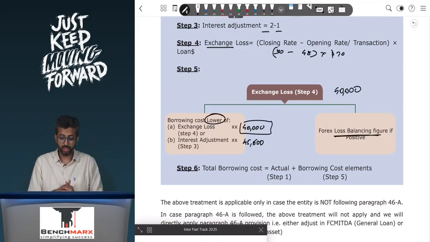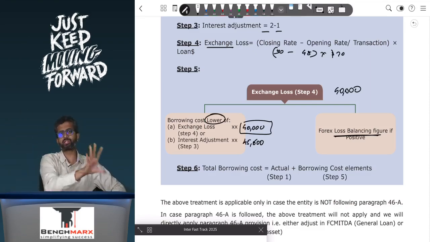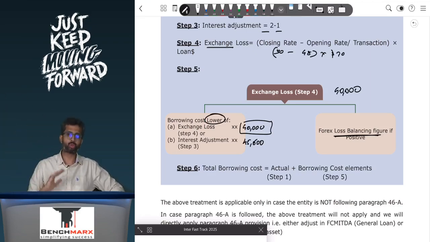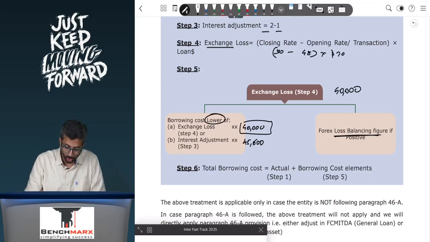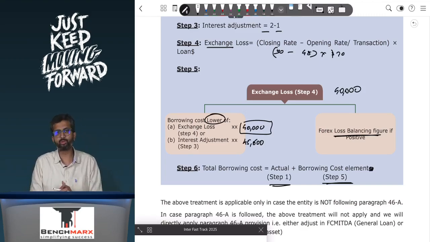It might have happened that your forex loss was, let's say if the rates were around 52 or 53, let's say the forex loss would have been 60,000 or 70,000, in which case we will say that out of your total forex loss of 70,000, 45,600 is attributed to interest savings. The remaining, if any, is actual genuine foreign exchange loss, which will go to the P&L account. So your total borrowing cost will be the actual in step 1, this is 60,000, plus the borrowing cost element in step 5, which is maybe 40,000, and hence 1 lakh.